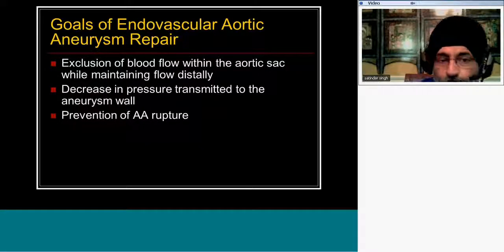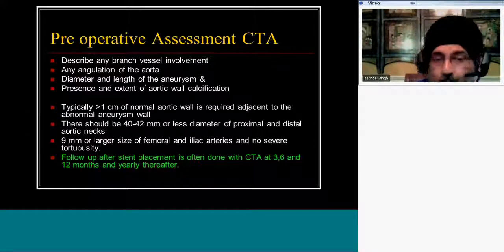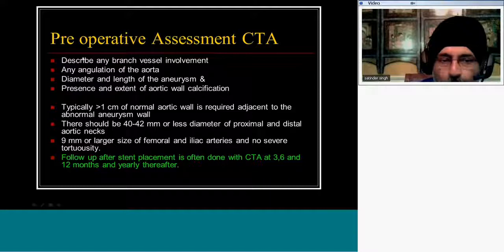The goal of endovascular aortic aneurysm repair is to exclude the blood flow within the aortic sac while maintaining the flow distally. It also decreases the pressure transmitted to the aneurysmal wall, and that leads to a decrease in aortic wall rupture. As with any preoperative endostent treatment, you have to do some kind of imaging study, and CTA right now is the preferred method because of the best spatial resolution, and you can do the 3D reconstruction, which is very useful for the surgeons to look at.